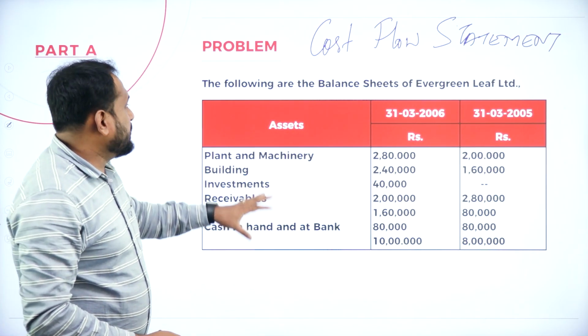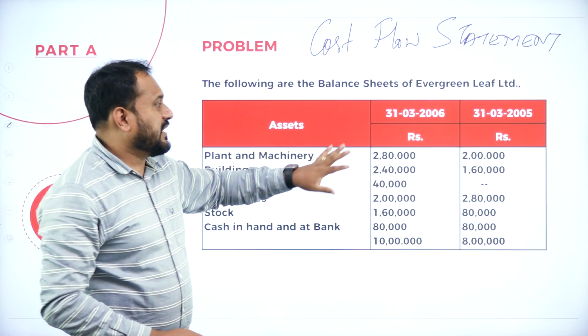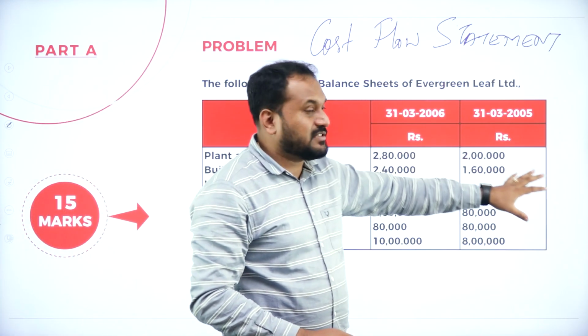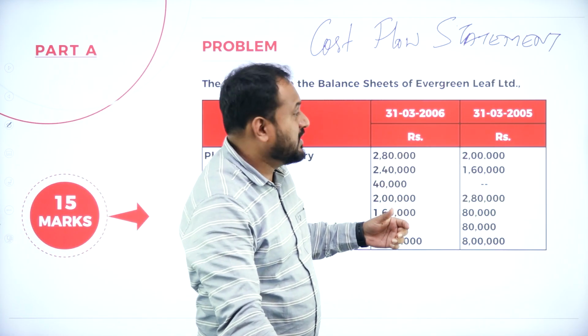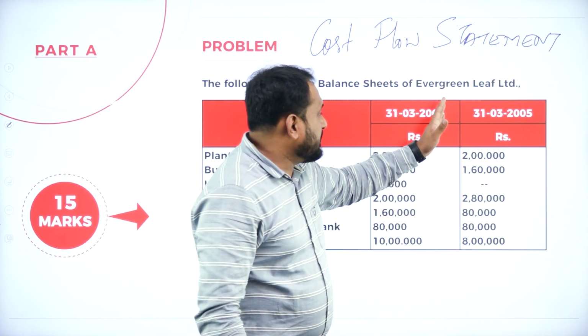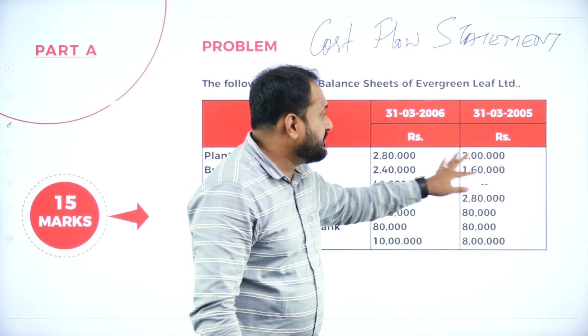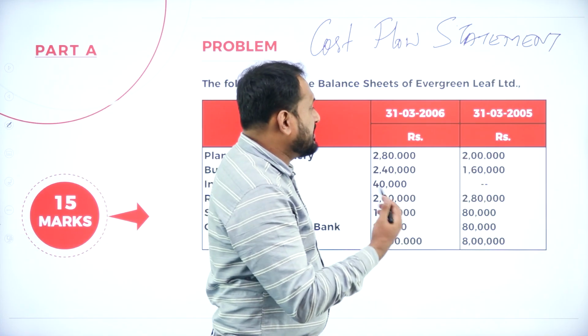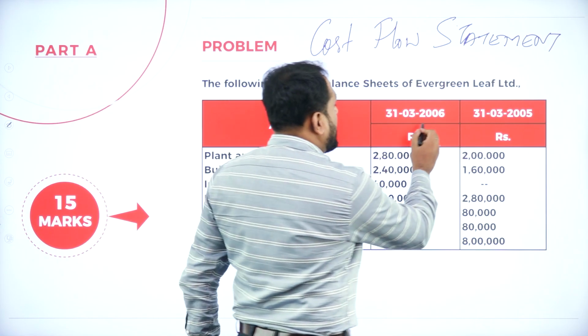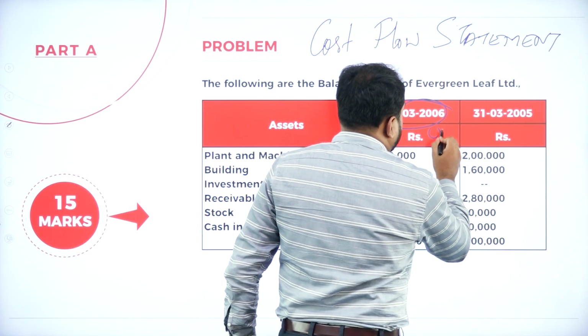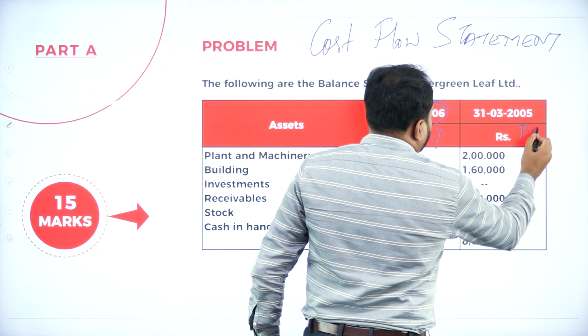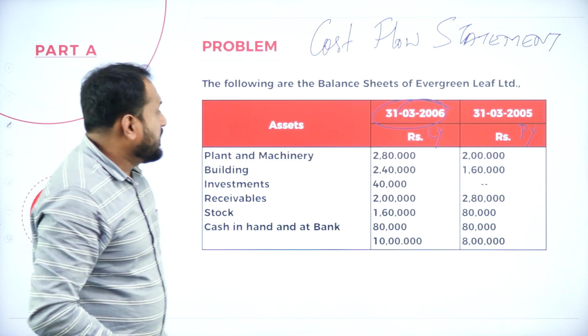What you people should do is, the following is the balance sheet of Evergreen. Now they have given 2006, 2005. See, they have given it in reverse order. Usually 2005 should be first and 2006 should be last. But they have done it in reverse. So please check which is the current year. The current year here is this. This is the current year. Which is the previous year? 2005 is the previous year.